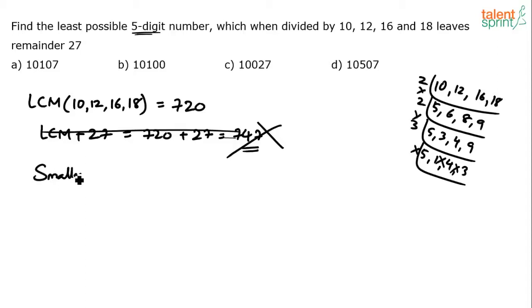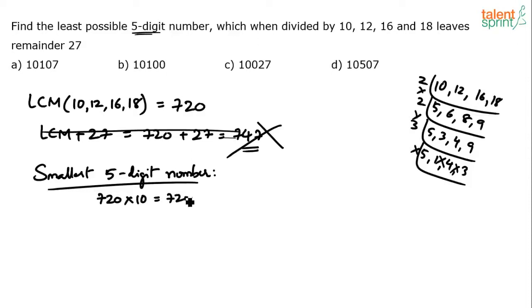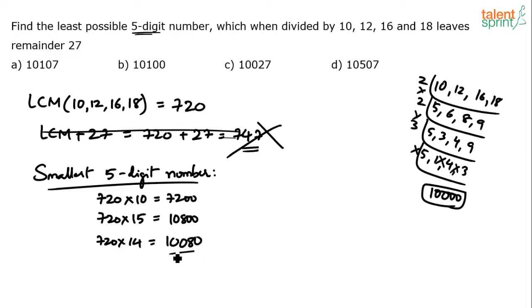Now we are looking at the smallest 5-digit number. Right? So what happens? Multiples of 720. So 720 into 10 is 7,200. See, the smallest 5-digit number you know is 10,000, right? So I'm looking at something in this range. So 720 into 15 will be 10,800. So it has crossed the 10,000 range. So I think it should be 720 into 14. So 10,800 minus 720, 10,080 will be the value.